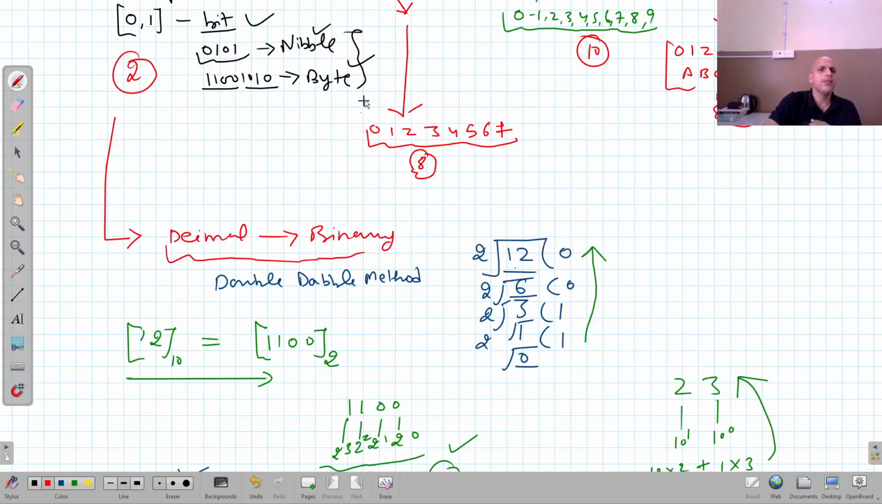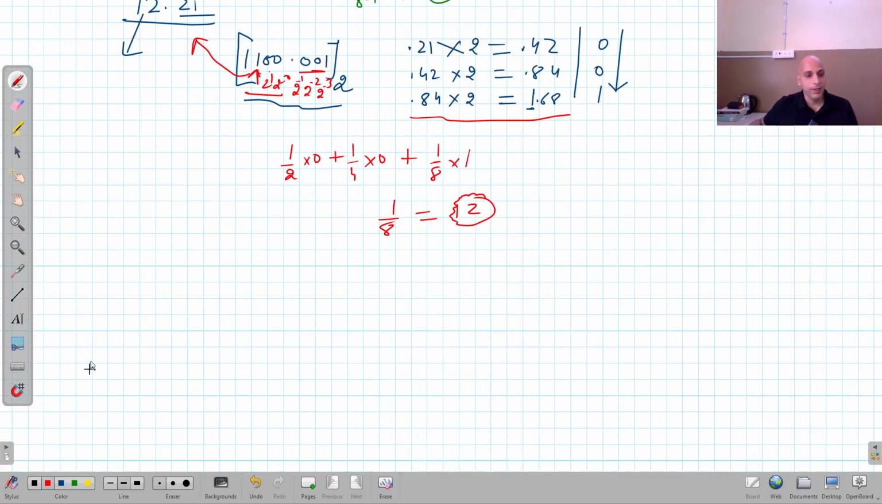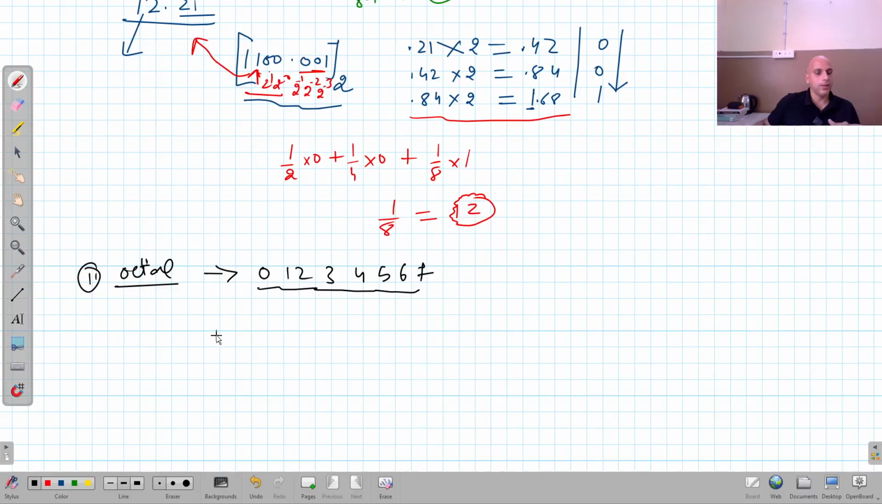Now the same process is done for the octal number system, right? But the thing that is different, I'm taking the octal number system now. In octal, you know very well, 0, 1, 2, 3, 4, 5, 6, 7. We are using 8 unique digits. So when I want to convert, for example, 12, which is in base 10, into the corresponding octal number, what will I do? I will use the octal division method. Octal division means now I will divide it by 8, right?